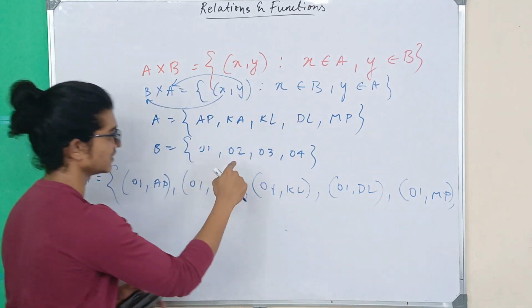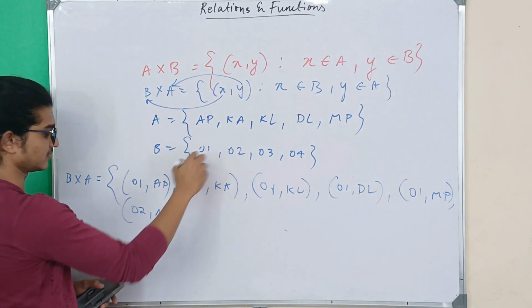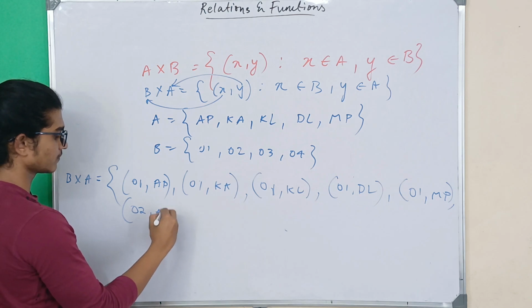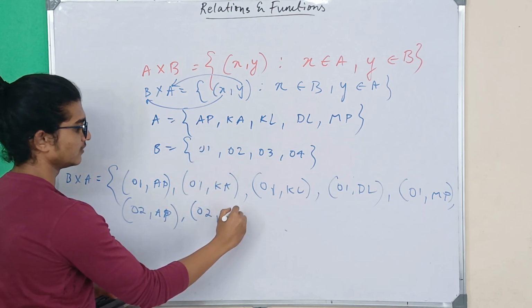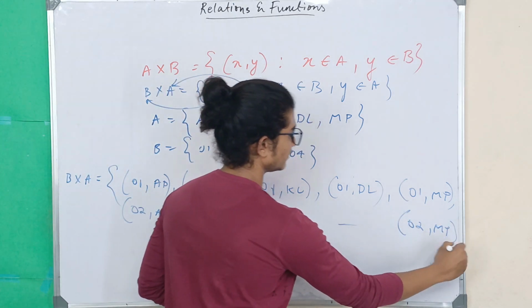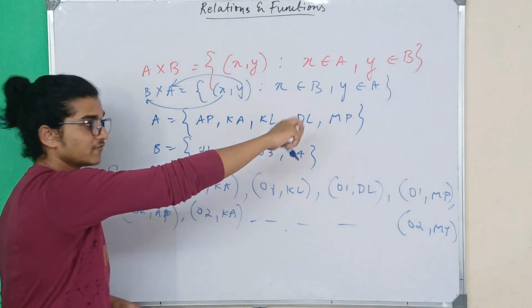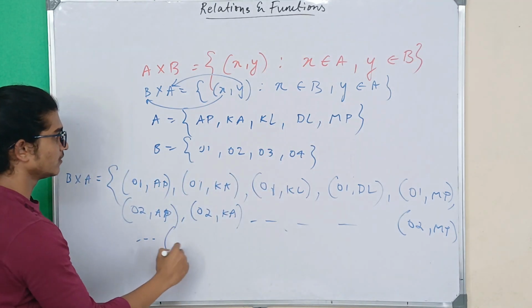Say for example the next one is (02, AP), (02, KA), and so on up to (02, MP). Then take the next element 03 and multiply in the same way, and then take 04 and multiply in the same way.